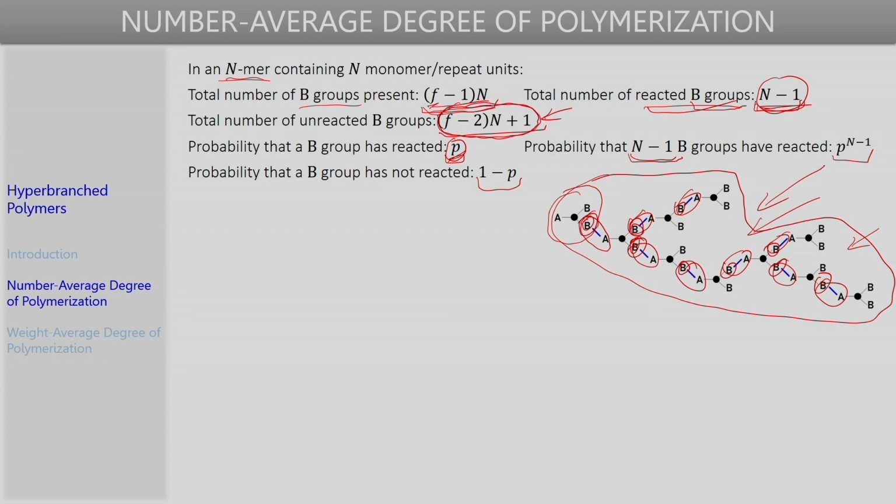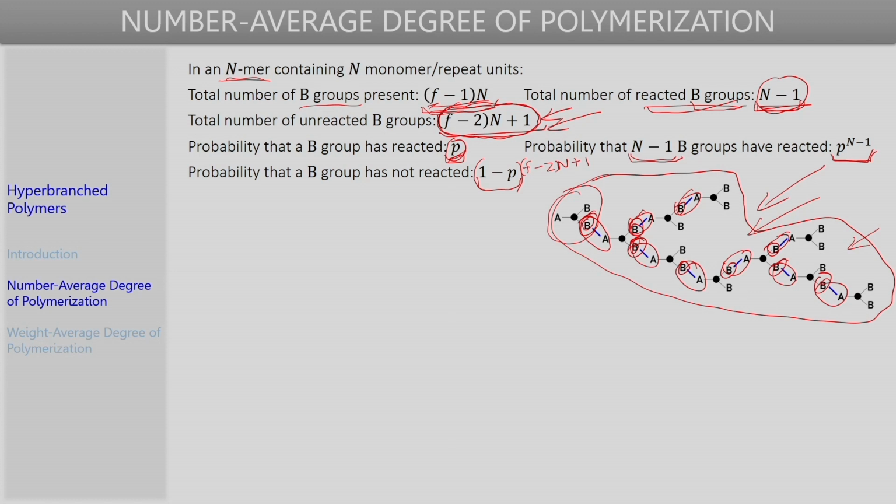So, the probability that n minus 1 reacted B groups are present is P to the power n minus 1. Similarly, the probability that F minus 2 times n plus 1 number of B groups are unreacted will simply be 1 minus P raised to the power of that quantity, F minus 2n plus 1. The probability that this N-mer has formed will be proportional to the product of these two quantities: the probability that the n minus 1 B groups have reacted and the probability that the other B groups in the N-mer have not reacted.